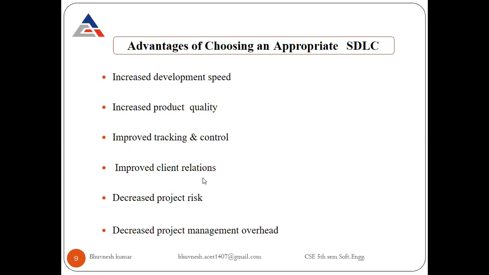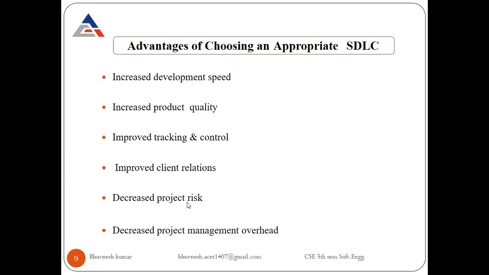If you are using a different model, like agile software development, then there has to be frequent communication between the developer and the user. That is improved client relation. Developer and client relation should be good. Whatever the client wants, the developer should fulfill that requirement. Here the client is your user, your customer. Next, decreased project risk.